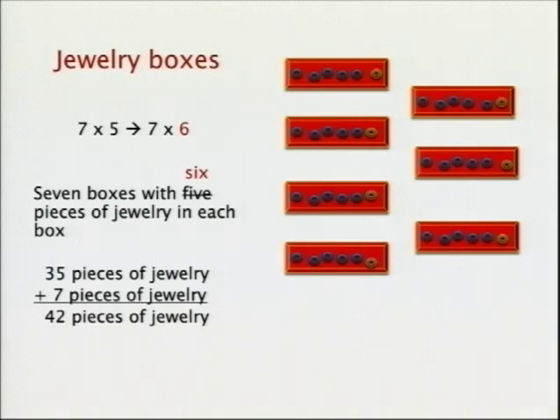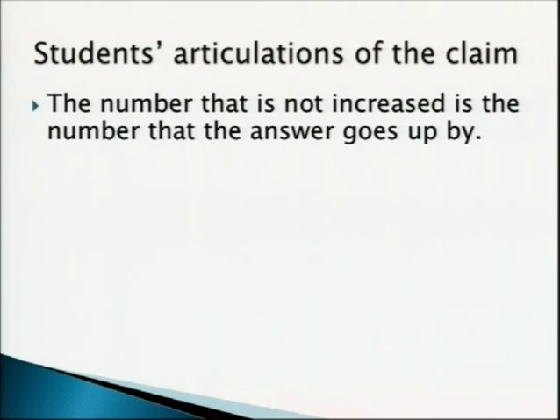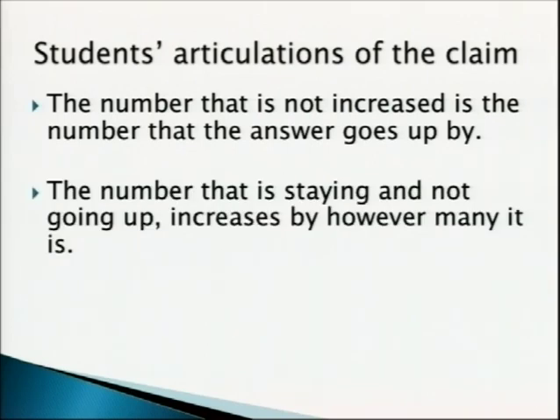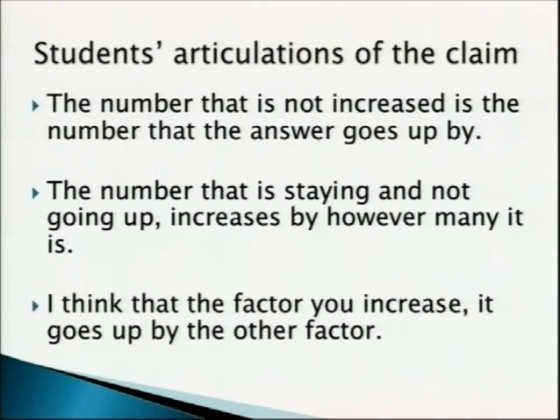So now Ms. K is asking them to articulate what their claim is at this point, having done this much investigation. And here's a couple of the articulations of the claim. The number that is not increased is the number that the answer goes up by. The number that is staying and not going up increases by however many it is. So this articulation becomes a really important piece of work here. I think that the factor you increase, it goes up by the other factor. So these are some of the ways that individual students started to work to articulate the claim.